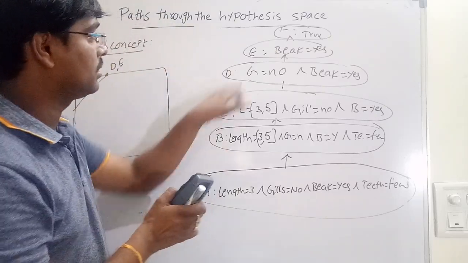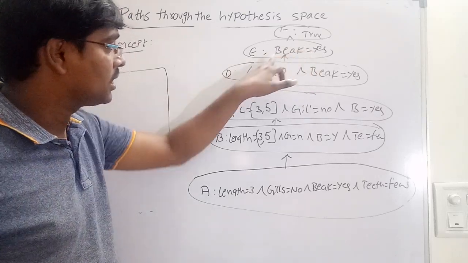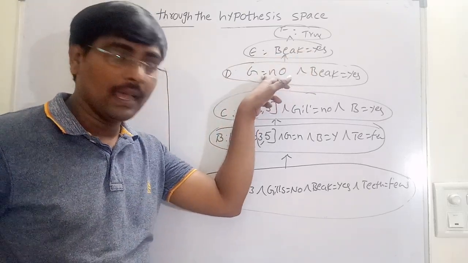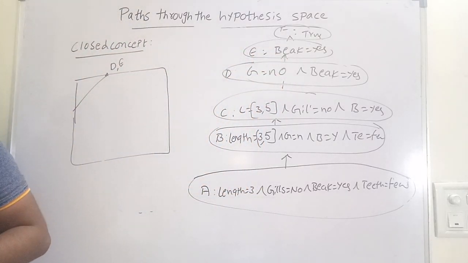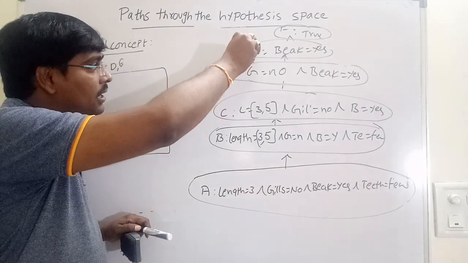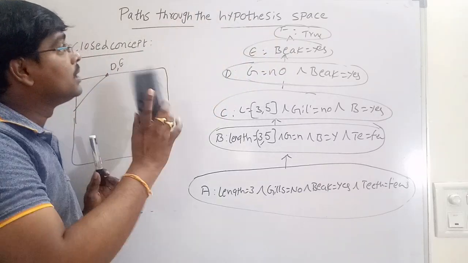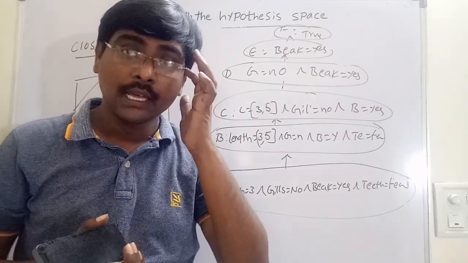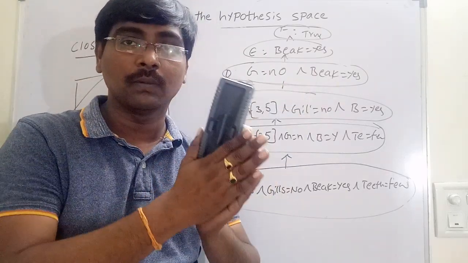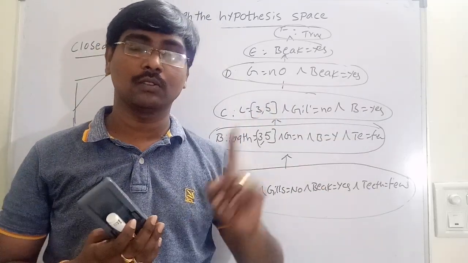applies the condition. Even though you know back is equal to yes, it has an internal condition, gills is equal to no. As gills is equal to no, it is a closed concept. So a concept internally includes all the conditions. That is a closed concept. This is the concept of the path through the hypothesis space. So what will we discuss? First the definition: every concept that lies between the least general one and the most general one is in the hypothesis space.